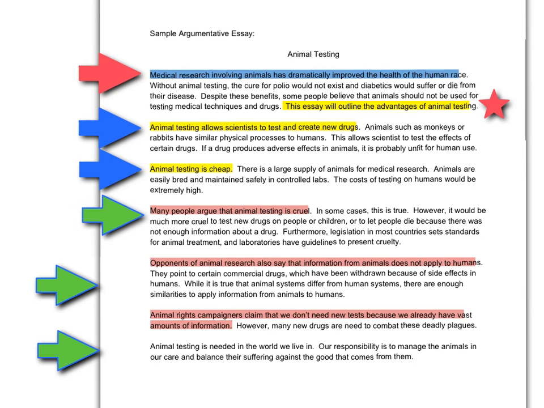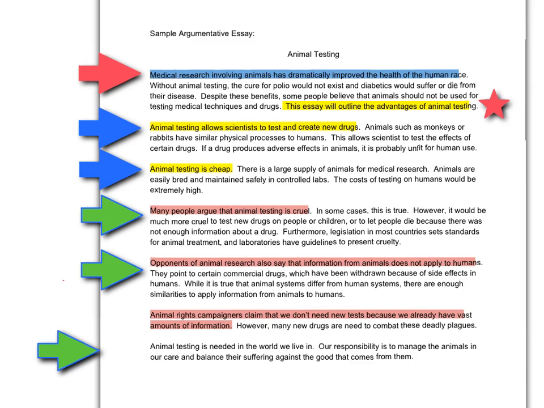Now here we actually move into our counterclaims. Many people argue that animal testing is cruel. So one of the most effective ways to argue something is to actually take on the people who are going to disagree with your particular point of view and talk about how they may or may not be wrong. So in this particular counter argument, they go on to say in some cases this is true, but it would be much more cruel to test drugs on people or children. And they go on to give you more evidence to support that particular claim.